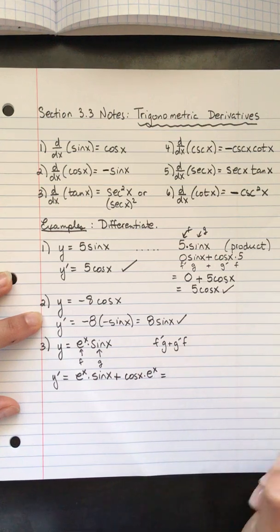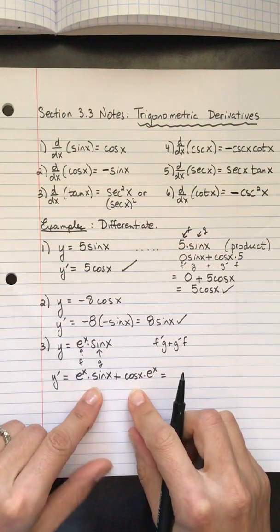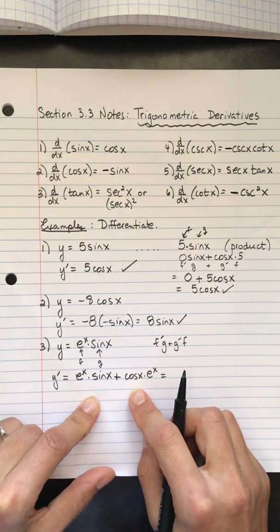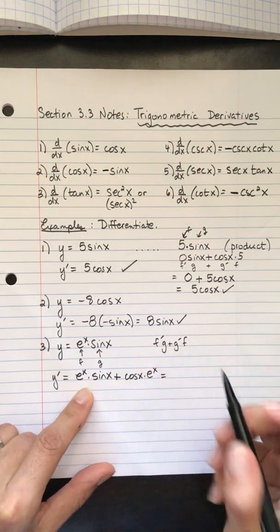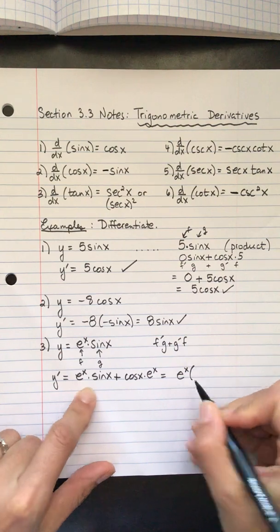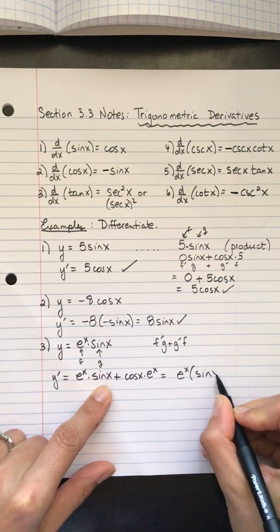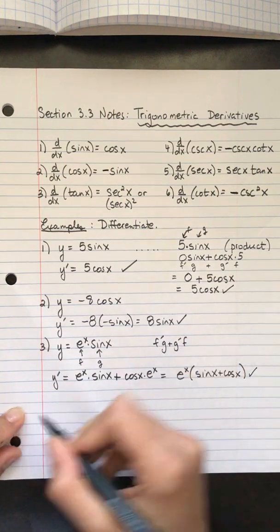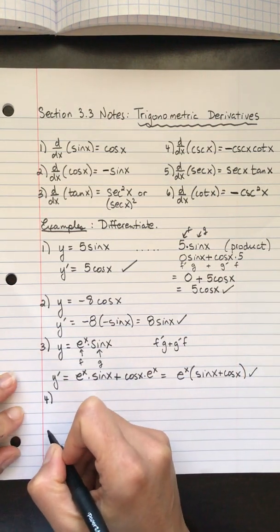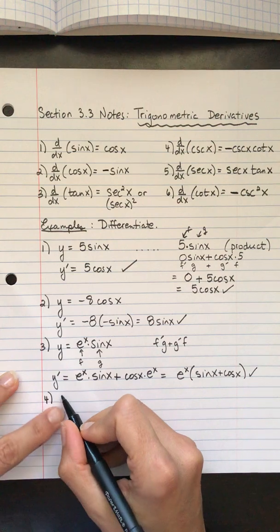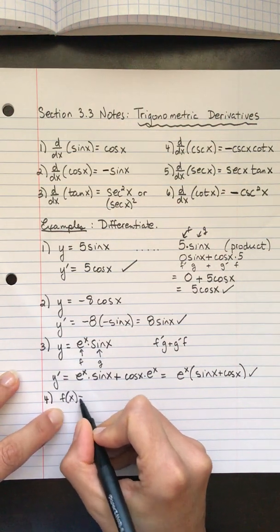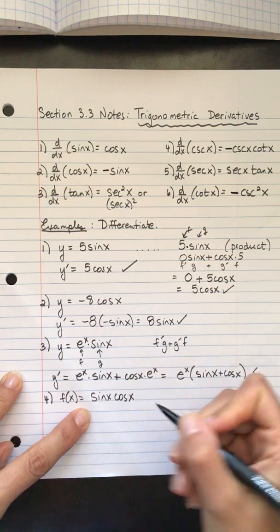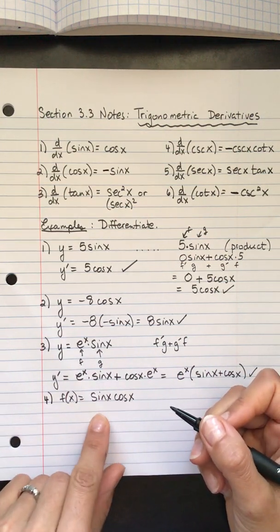And so, I encourage you to factor your final answer if it's within reason, if it's easy to factor. And this one is. So I would factor out an e to the x, parentheses sine x plus cosine x. Done. Let's do another one. What if I have f of x is equal to sine x cosine x? Again, you have to recognize that this is a product.